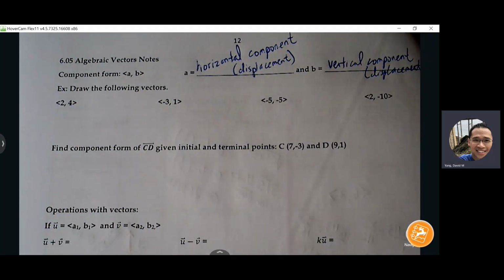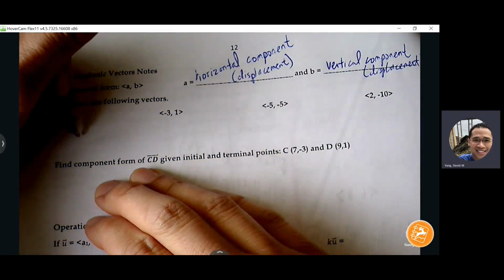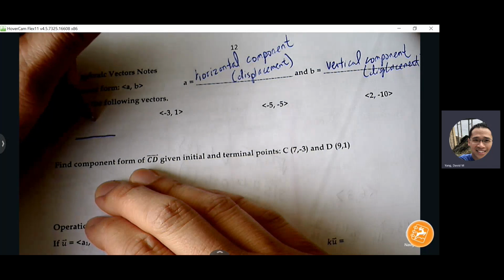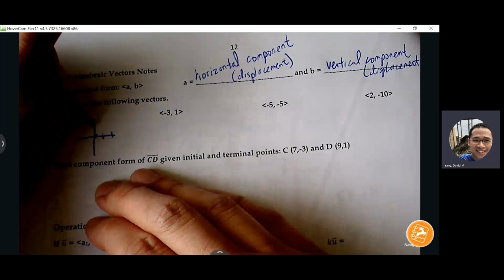Okay, so draw the following vectors. So wherever our starting point is, we can just go to the right 2 and up 4, and draw our arrow, right? So an easy starting point is just the origin. It doesn't have to start at the origin, but it just makes it easier to count, right? So here we'll go over 2 units and up 4.